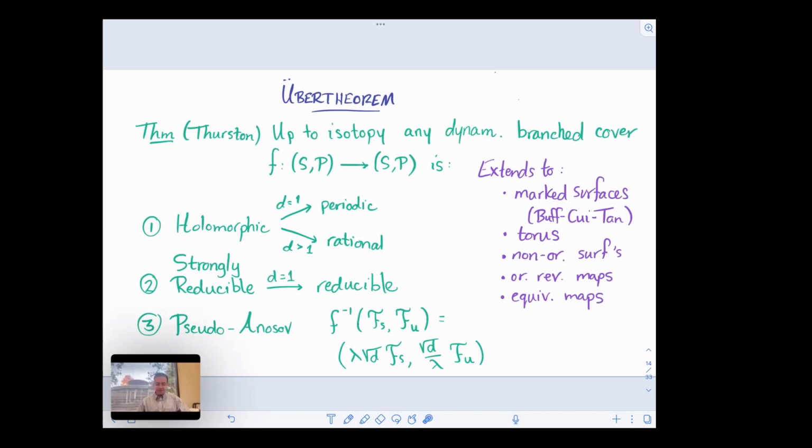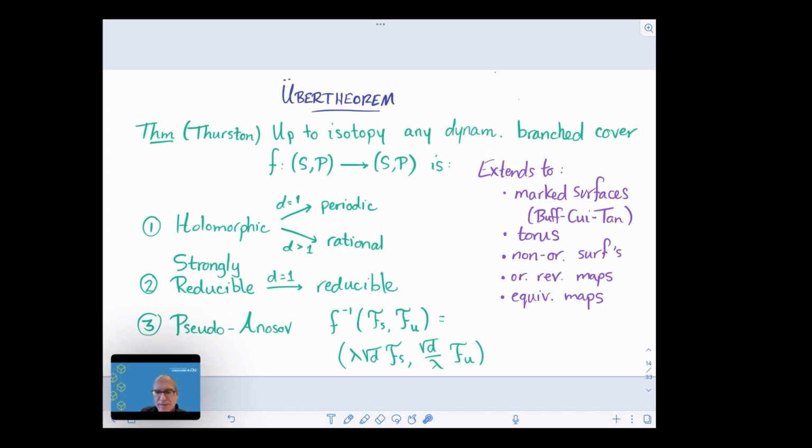And by giving this proof, we were able to extend Thurston's theorem characterization of rational maps to surfaces with extra marked points where the P is bigger than the post-critical set, torus case, non-orientable surfaces, equivariant maps. That's kind of an aside. That's not the main point I want to get across today. So any questions? A quick question then.